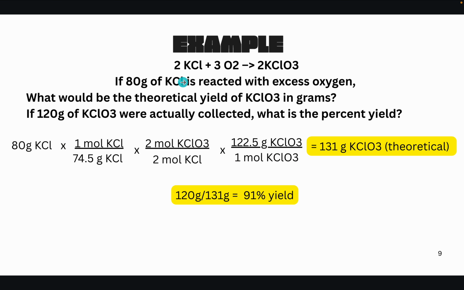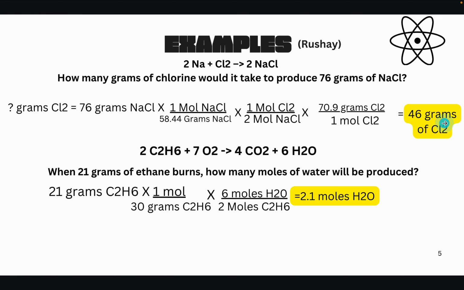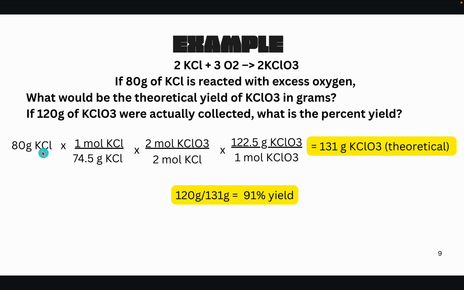80 grams of KCl is reacted with excess oxygen. So, stop. Wait a minute. What is the limiting reactant? KCl? Yep, because we have excess oxygen. What would be the theoretical yield of the product? So they give us, remember what Ruche said, put what you are given first. 80 grams KCl. We would convert that to moles. Remember, convert to moles, right? Convert that to moles with molar mass on the bottom, 1 mole on top. So we have moles of KCl. This has become moles now.